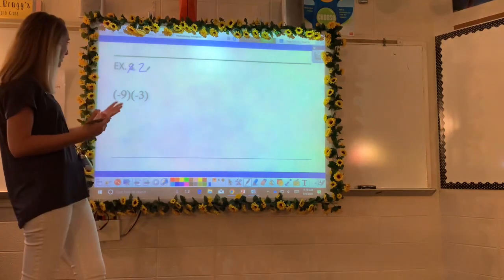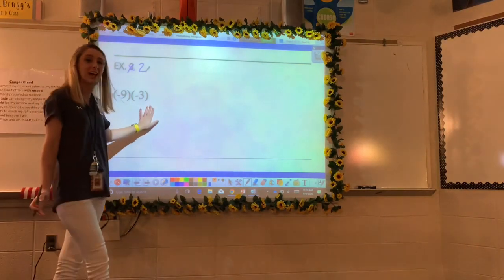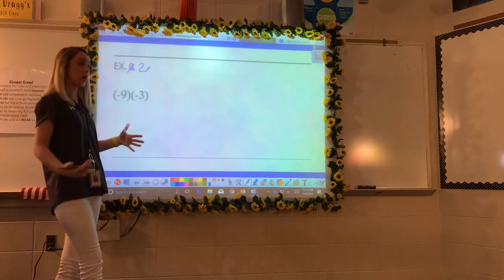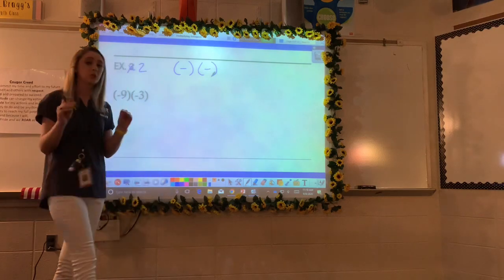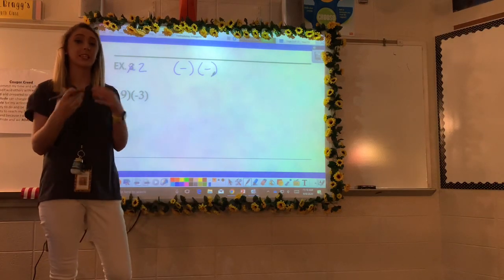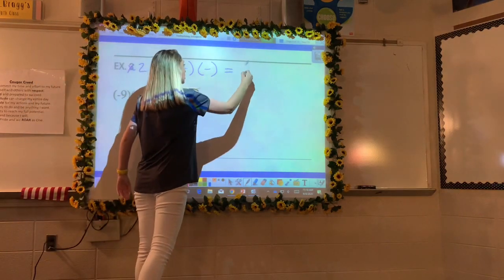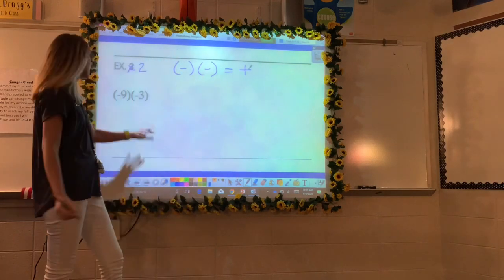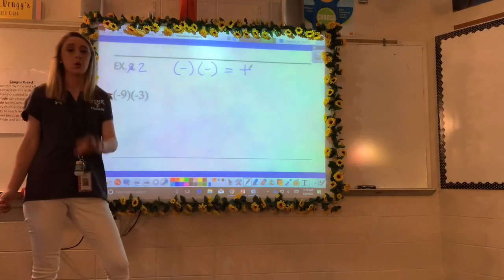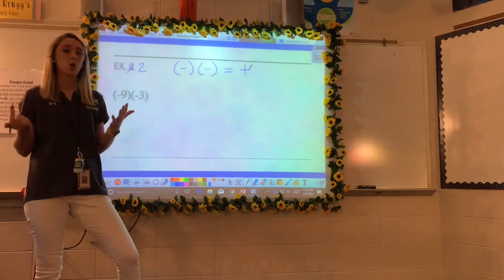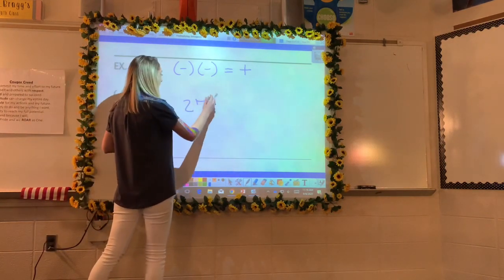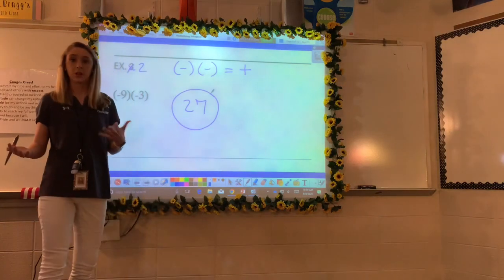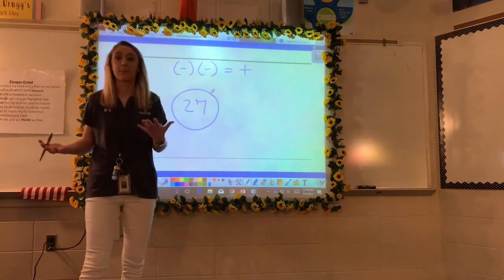So example number 2, we have a negative 9 times a negative 3. All right, so we have 2 negatives. And when we said we multiply the same signs, you're always going to get a positive. So we should get a positive number. So we'll just do 9 times 3. So you can do your fingers for that 9 trick. Or if you know that 9 times 3 is 27, you know your answer is a positive 27. Because we said 2 negatives would give us that positive.